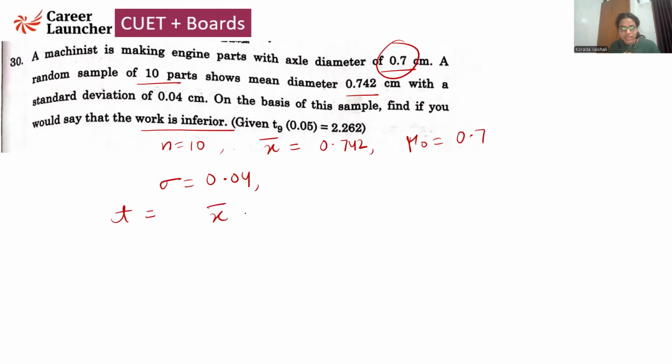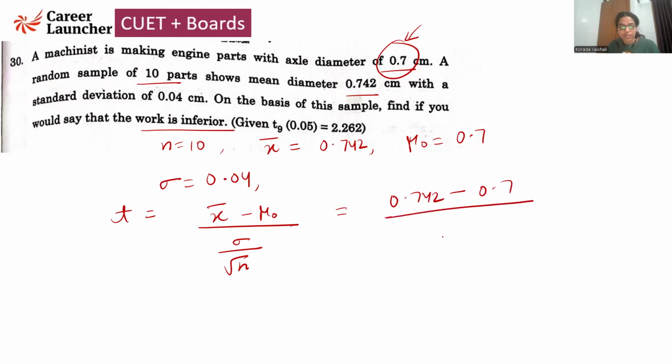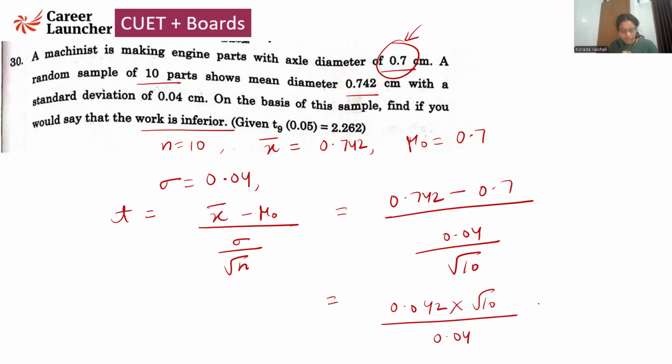So we need to calculate the test statistic, which is given by x bar minus the comparative mean, divided by sigma over the square root of n. We are applying the two-tailed test here because we are checking whether the mean is equal to 0.7 or not. So I have 0.742 minus 0.7 divided by 0.04 over the square root of 10. If you subtract, you get 0.042 divided by 0.04 over root 10, and you will get something around 3.32.